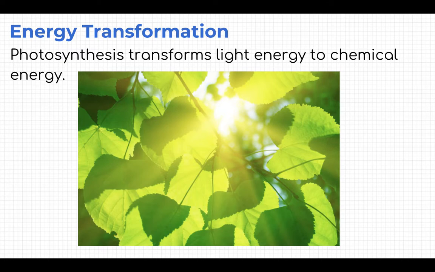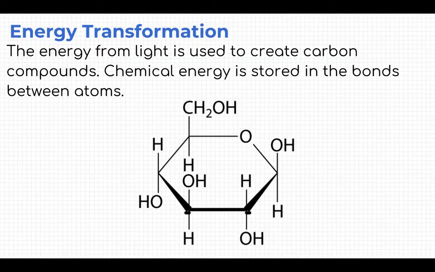So the energy transformation that we're interested in as ecologists is energy transformation of photosynthesis. Photosynthesis transforms light energy into chemical energy. So how does that work? The energy from light is used to create these carbon compounds, using carbon dioxide and water to produce glucose. And then chemical energy is stored in those bonds between the atoms of the glucose and other organic compounds that are produced.